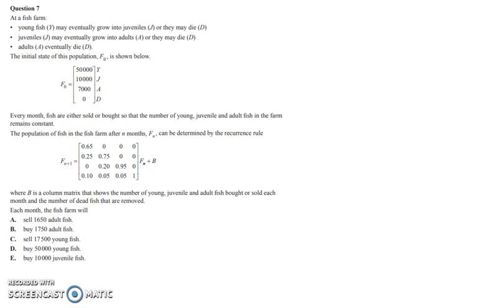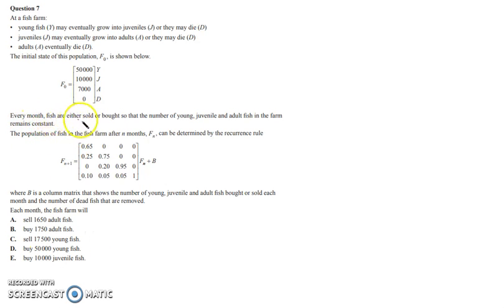So this is what we start with. We have 50,000 who are young, 10,000 juveniles, 7,000 adults, and 0 that are dead. Every month, fish are either sold or bought so that the number of young, juvenile and adult fish in the farm remains constant. That sentence is the key sentence out of all this information that will guide us to the correct answer.